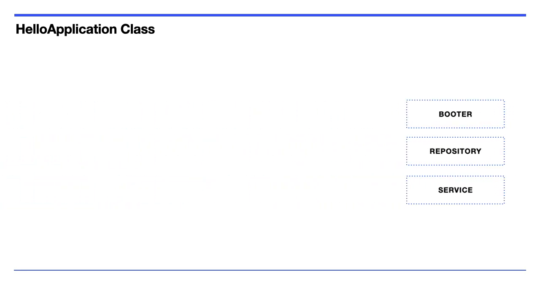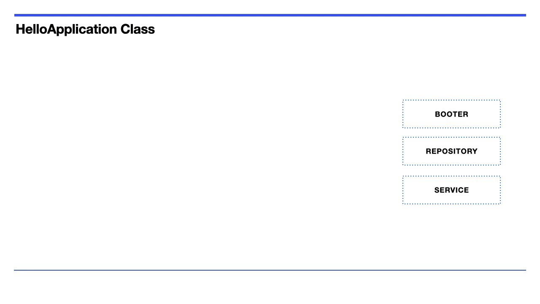For the application.ts, every time that we create an application with LB4 and give it a name like hello, for example, in this case, it's going to be creating a hello application class. And you will see the source code whenever we go into it. But first of all, when we declare the hello application class, we need to actually inherit from these three classes: the booter, the repository, and the service.